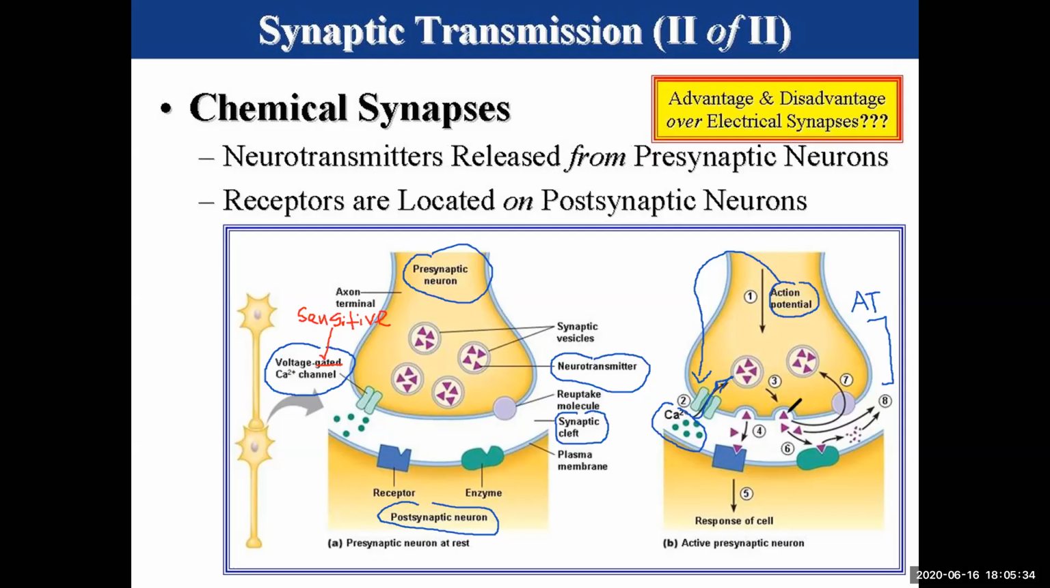And the neurotransmitter is passively transported across the synaptic cleft. And the mechanism of transport is called simple diffusion. And once it gets across, it will bind to the receptor on the plasma membrane, on the cell membrane, on the phospholipid bilayer of the postsynaptic neuron.